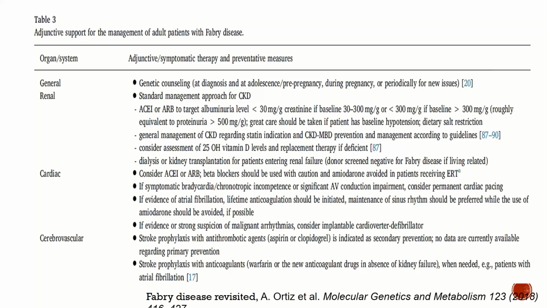For other medications, consider an ACE inhibitor or ARB in these patients for cardiac disease. Beta blockers should be used with caution, and amiodarone should be avoided, as it is known to interfere with enzyme replacement therapy. If there is symptomatic bradycardia or chronotropic incompetence, a permanent pacemaker may be needed. If there is evidence of atrial fibrillation, anticoagulation is also needed, regardless of CHA2DS2 score. And if there is strong suspicion of malignant arrhythmia, consider an ICD.